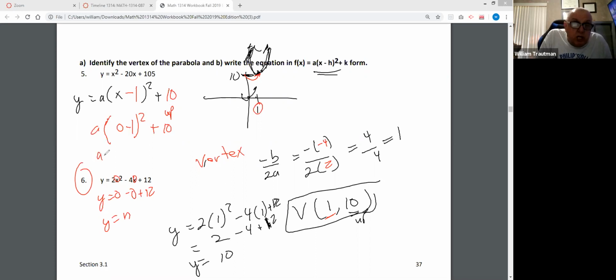0 minus 1 is negative 1. Negative 1 squared is 1, a times 1. You see, my answer has to be the same thing I got down here, 12. The only way to get 12 in this problem is if a is 2. 2 times 1 is 2. 2 plus 10 is 12. So that's where I can erase the a now. It's not 1, it's actually 2.